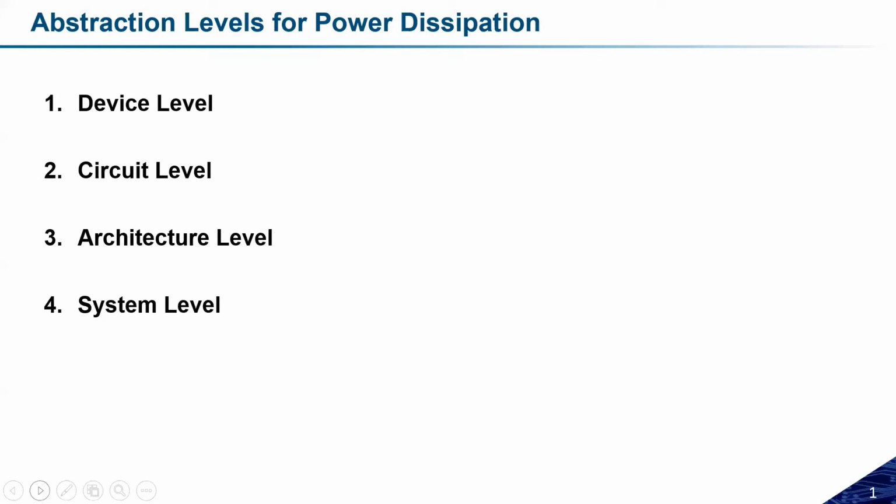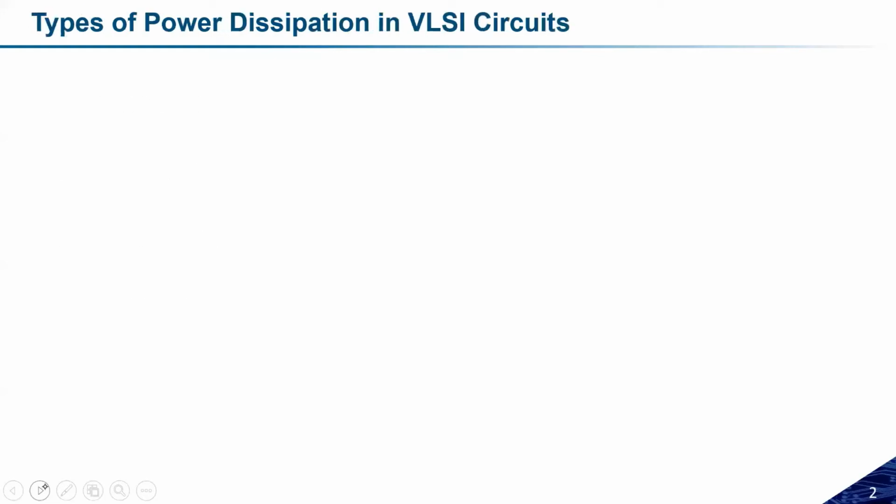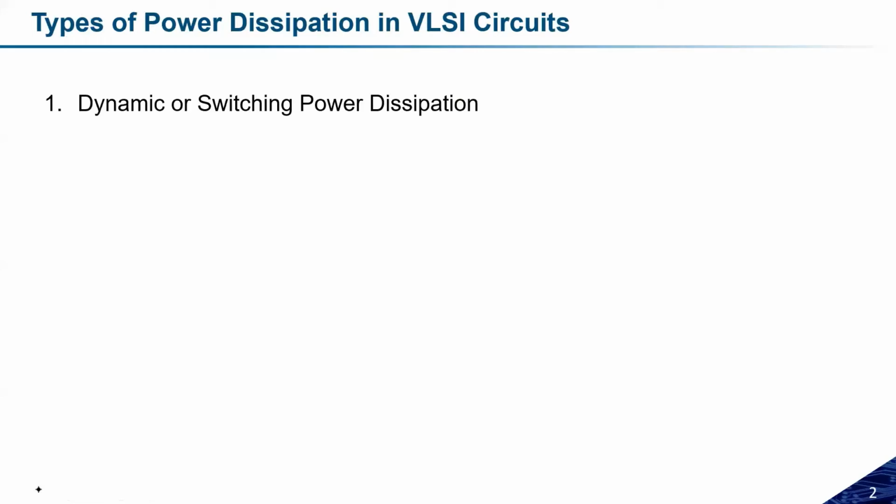Now, if we discuss the different types of power dissipation in a VLSI circuit, the first kind is dynamic or switching power dissipation. Dynamic or switching power dissipation means that if the input is switching from one logic to another logic, and there is a constant change in the input, then the circuit will dissipate some power. That power dissipation we call the switching power dissipation or dynamic power dissipation.